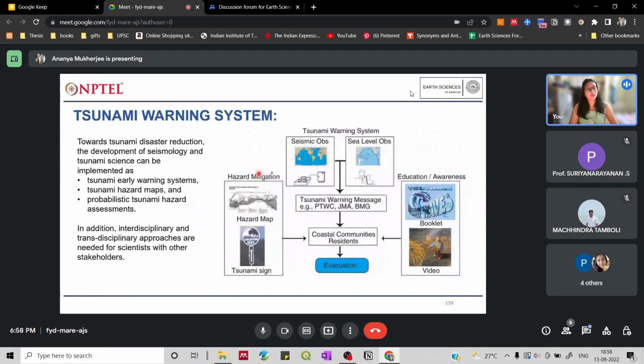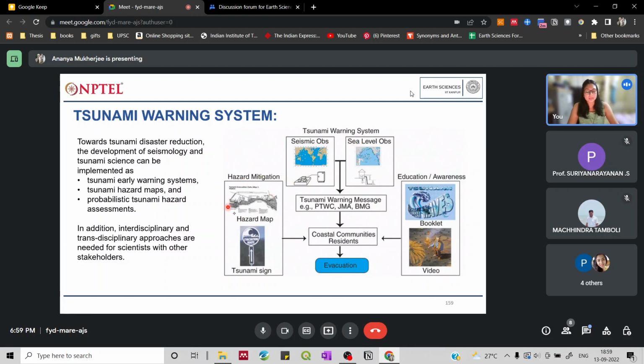Including the seismic observations, as we have learned before, to understand earthquakes, there are seismic stations placed all across the globe. They are monitoring the deformation that is happening along all the plate boundaries and any area which is very earthquake prone. So deformation is being monitored, and sea level observations, as I just explained, by the different gauges that are present. All the information from these observations is going to generate a tsunami warning message. And then for hazard mitigation, these things happen prior to any tsunami occurring.